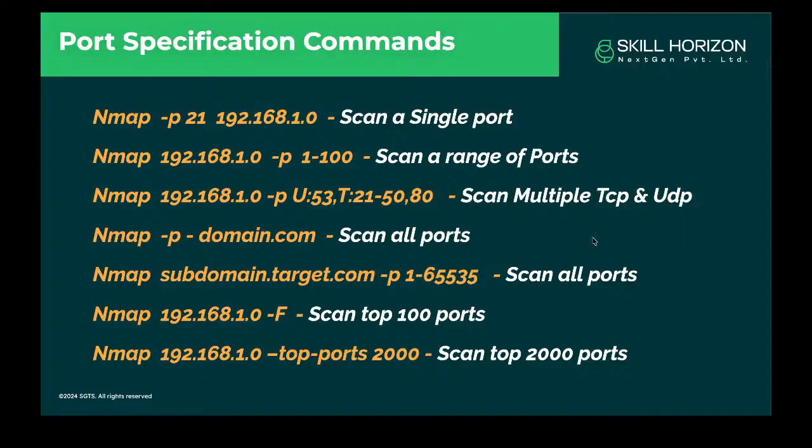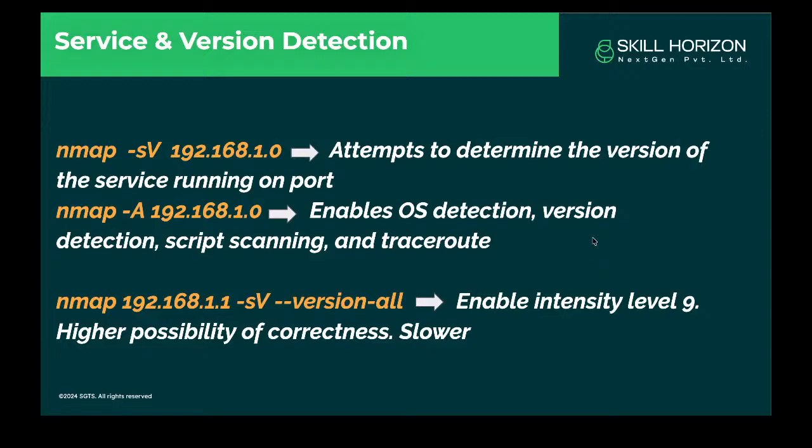Now there are some more things which you can do with the help of Nmap, which is service version detection. Say you are running a port scanning technique on your target, but you also want to identify whatever service you are getting, and you want to detect the version also. Then you can use these options.